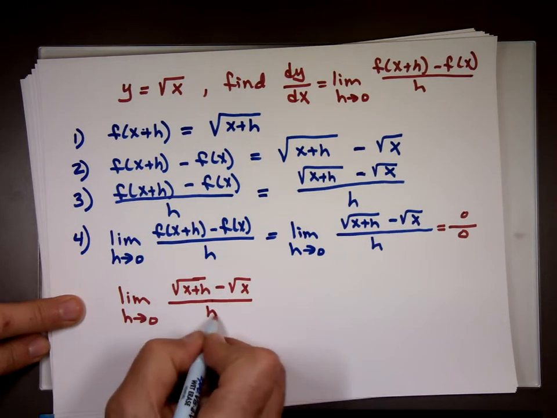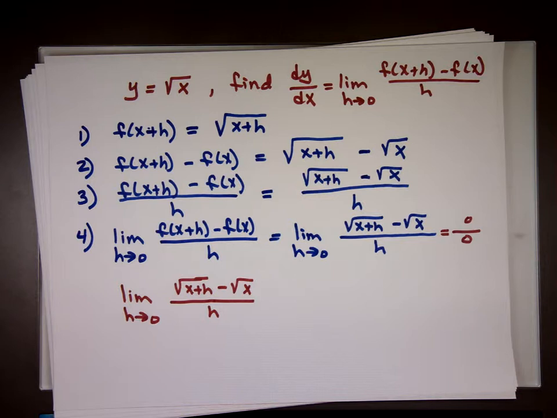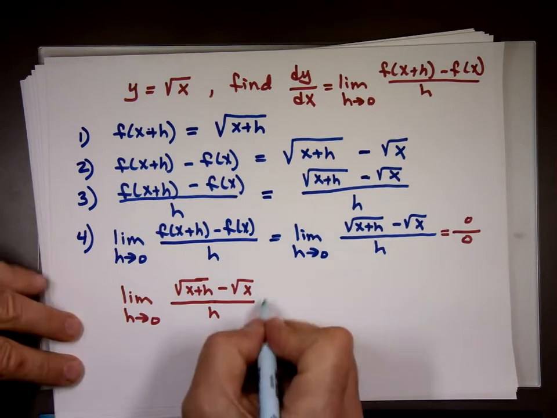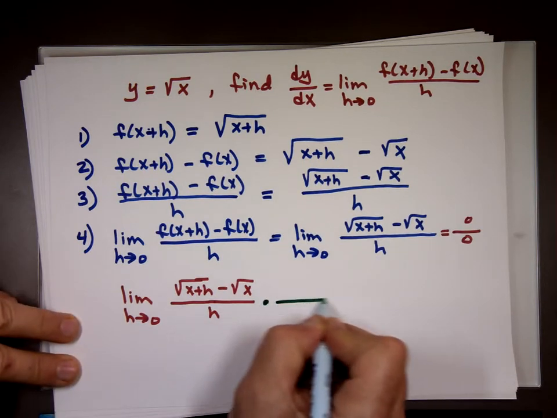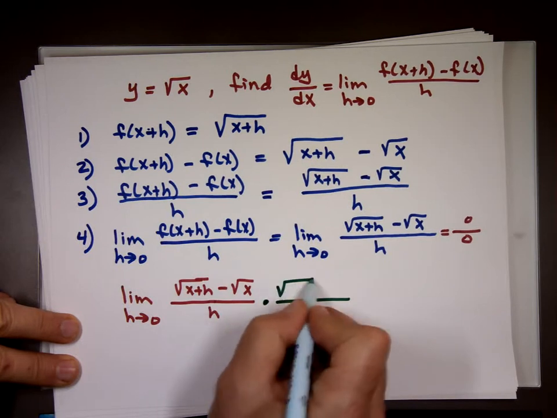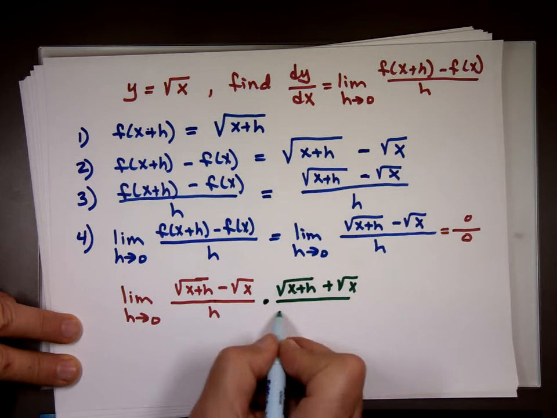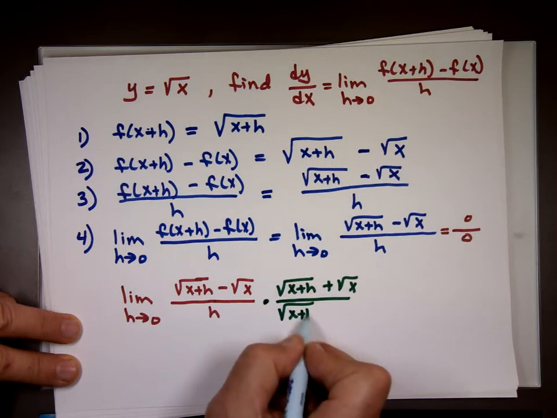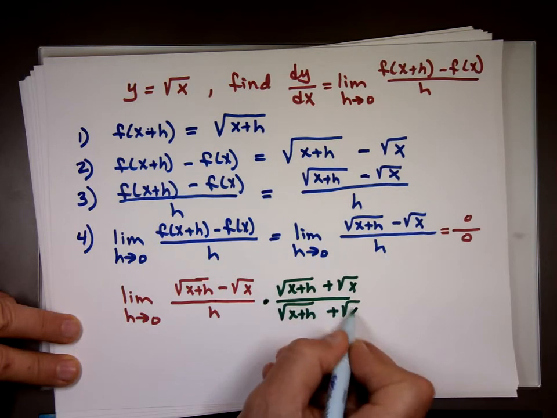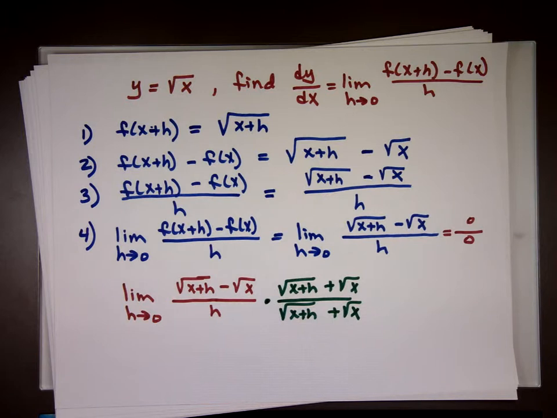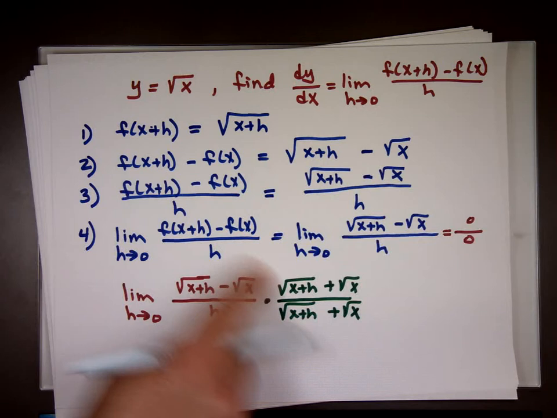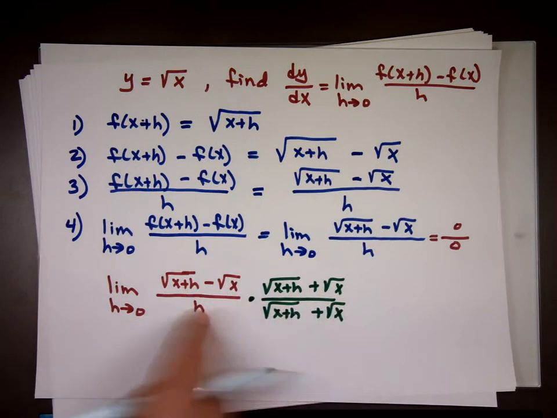And the conjugate says you're going to multiply. Notice if you take a fraction, multiply the top and the bottom by 1, it doesn't change it. I'm going to multiply it by x plus h plus the square root of x. That's called the conjugate. Doesn't change the fraction. You're multiplying the top and the bottom, or you're multiplying this fraction by 1, by the same thing.